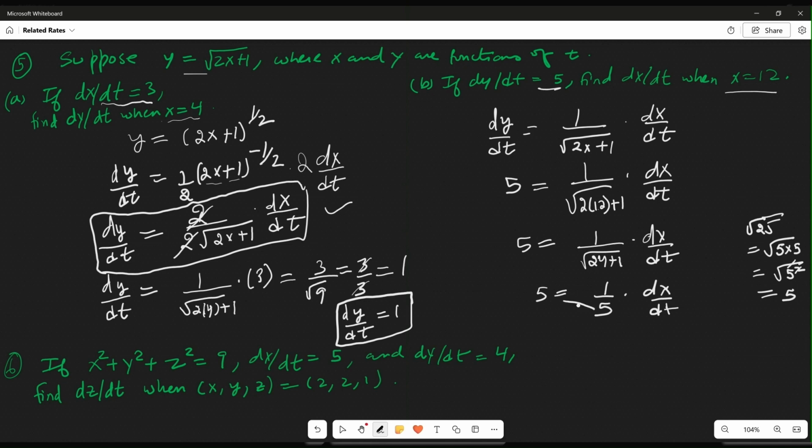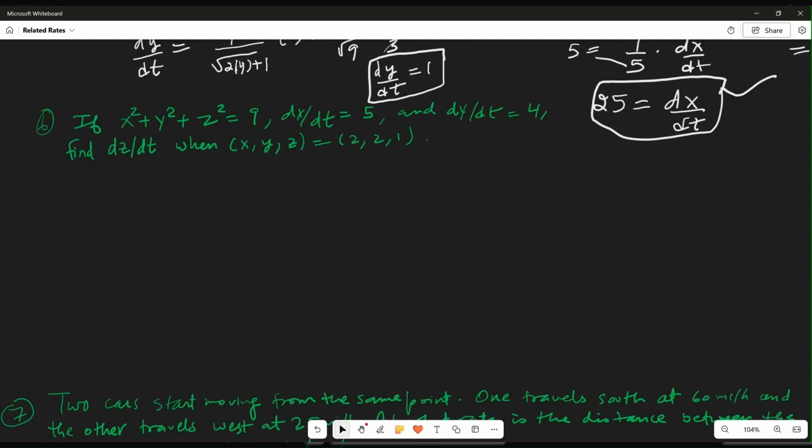Cross multiply this one over here. So 5 times 5 is 25, which is equal to dx over dt. This is your answer for this one. Okay, moving on to number 6 now.